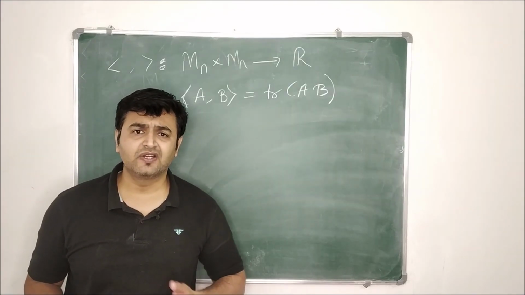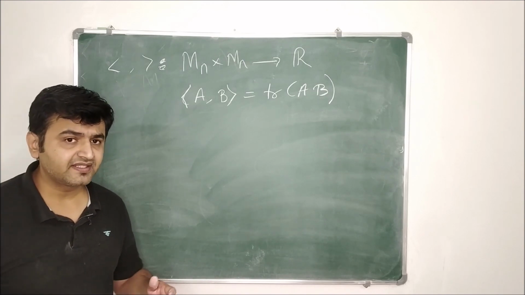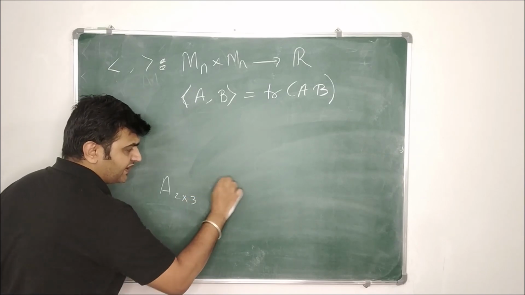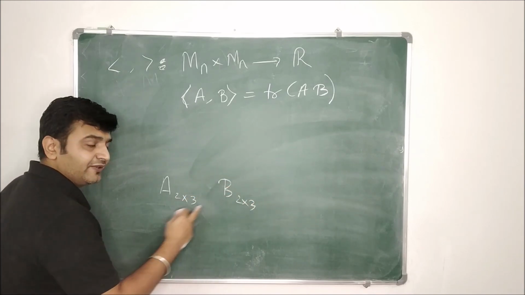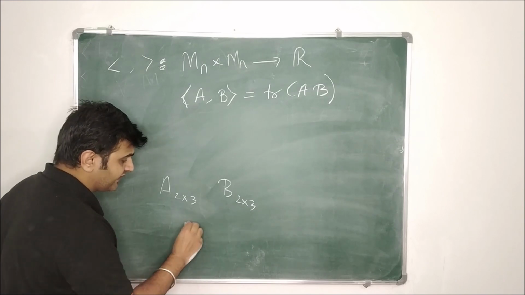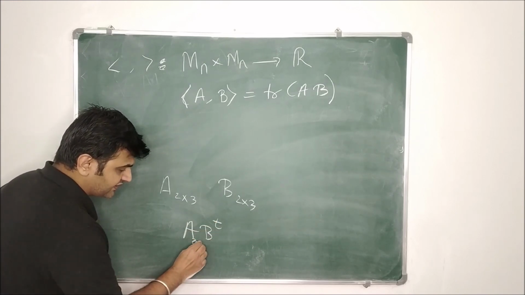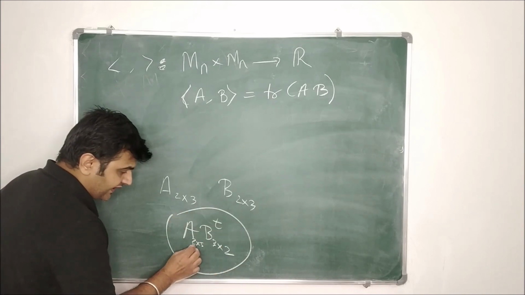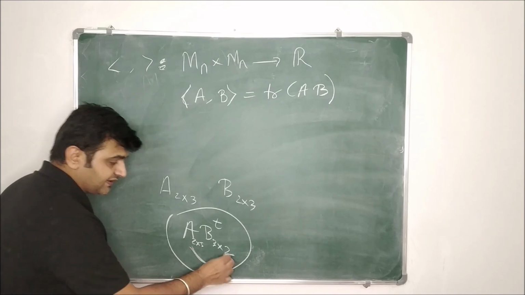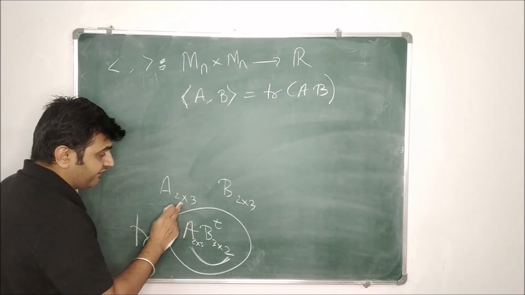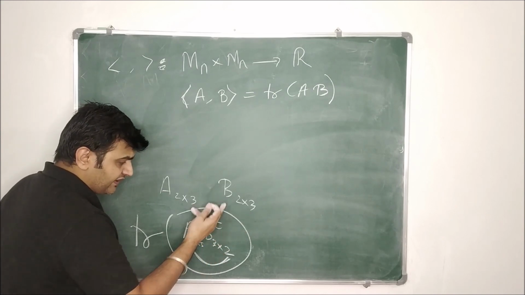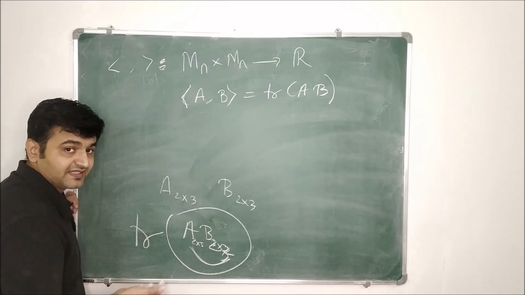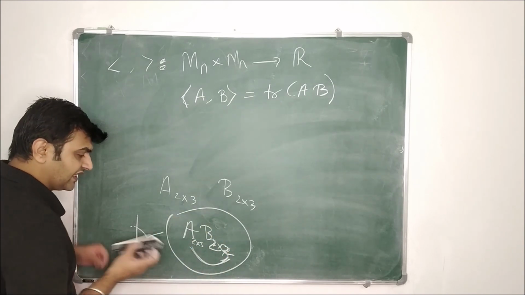Now someone may ask, why do we need transpose? For non-square matrices, taking the transpose is the obvious thing. Why? Because my A was 2 cross 3 and B is also 2 cross 3. So I can't take A into B, right? A into B does not make sense. That's why I need to take A into B transpose, so that this is 2 cross 3 and this is 3 cross 2. Then this multiplication makes sense, I get a square matrix, and then I can talk about the trace. So when we have non-square matrices, it's obvious that we need to take the transpose. Simply taking AB will not help me because the matrix product does not make sense. So that's why we need transpose.